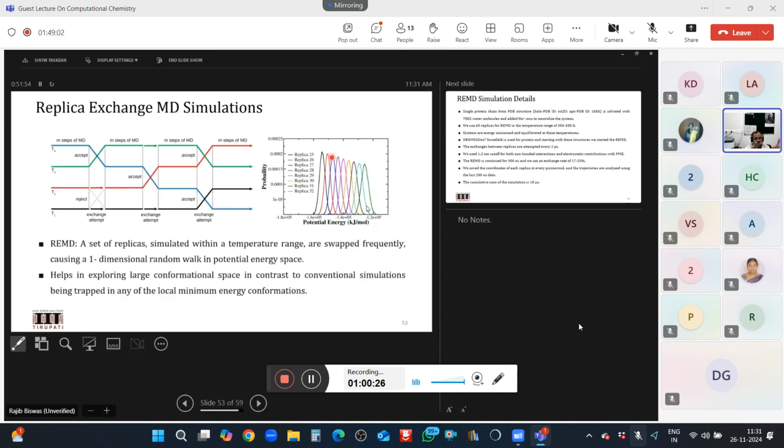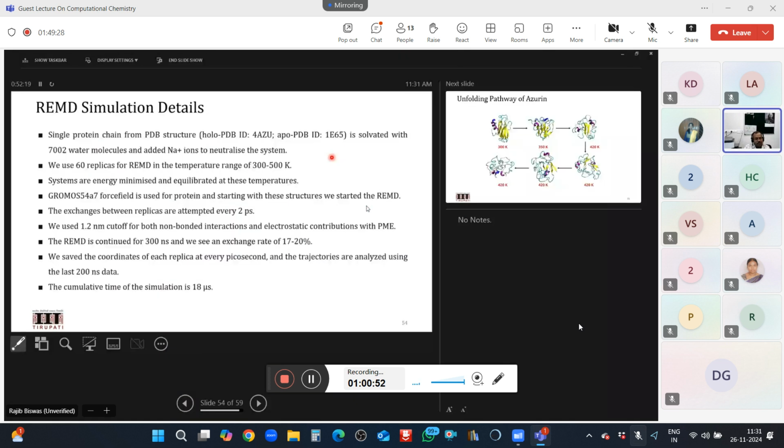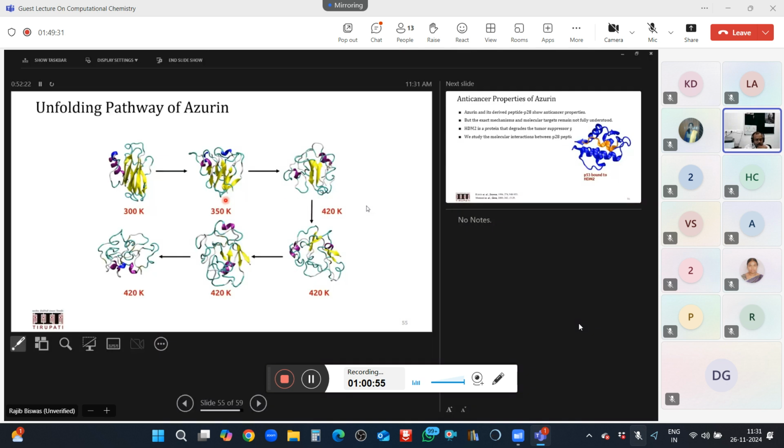So this we have done with some advanced sampling technology, which is known as replica exchange molecular dynamics simulation, where we run several temperature simulations at the same time, and we try to talk between them periodically, and exchange the information between different temperature replicas, and that helps us to explore the potential energy landscape at a faster rate. So with this one we found the intermediate structures of unfolding events of this particular protein.